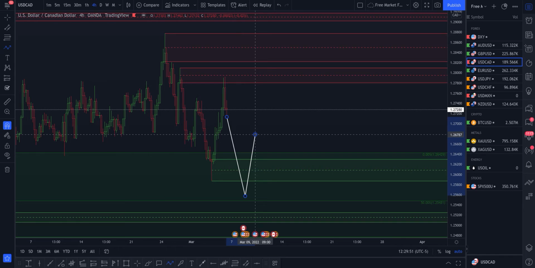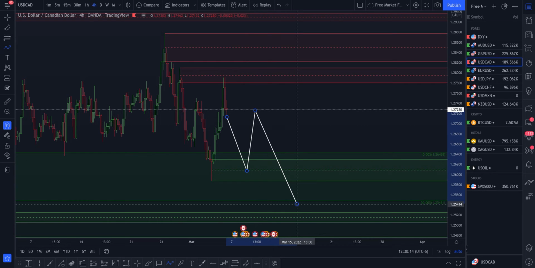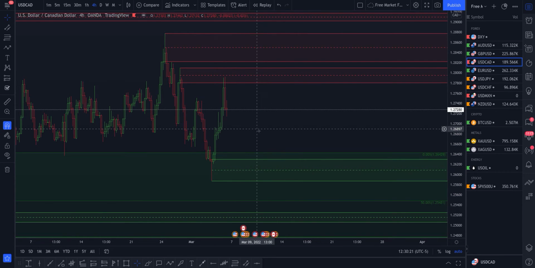Wait for a pullback and catch it going down, or we may get a respecting of this 4-hour demand zone, push up into another 4-hour supply before heading back down. All right, so again, the institutional bias for USD CAD is short, and of course we just want to wait for confirmation before we get into it.